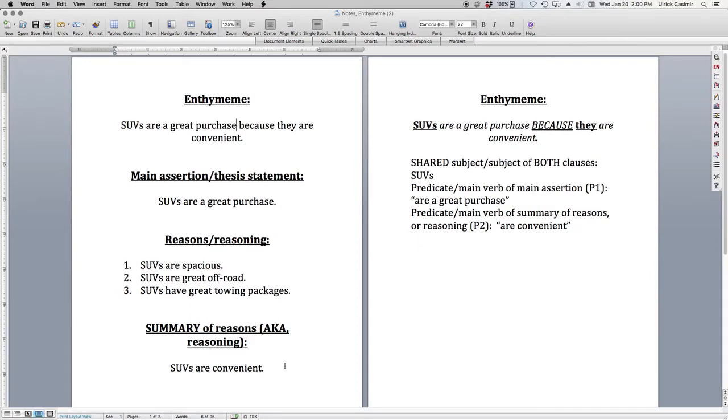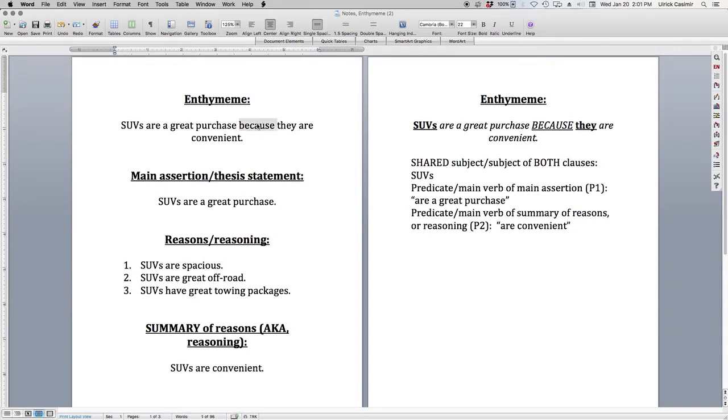The way that I summarized these reasons, all I'm doing is assessing the connections between the reasons and identifying the reasoning that underlies them, is that they're convenient. SUVs are convenient. Spaciousness speaks to convenience. Being good off-road speaks to convenience. Great towing packages speaks to convenience. SUVs are convenient.